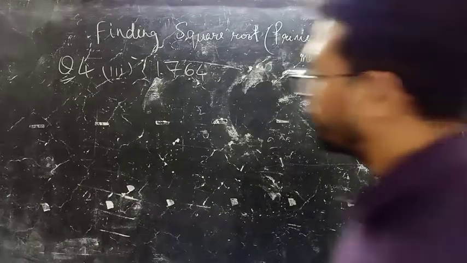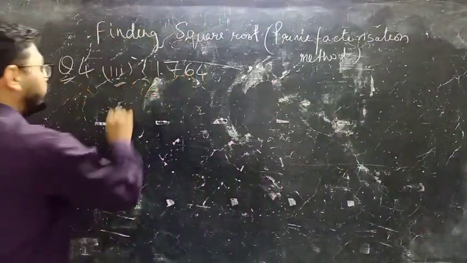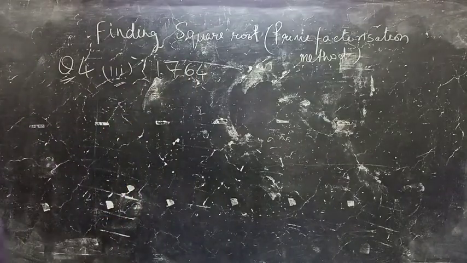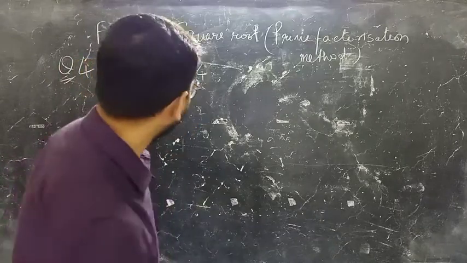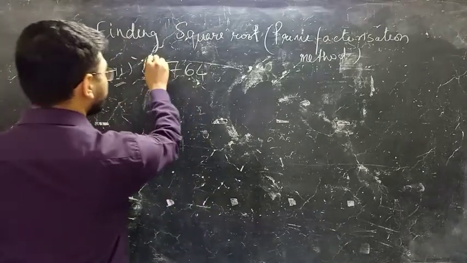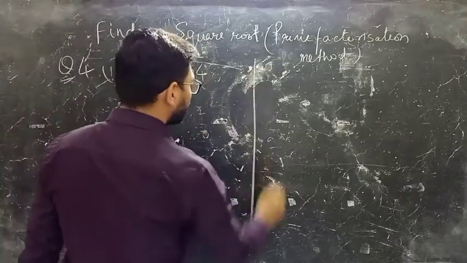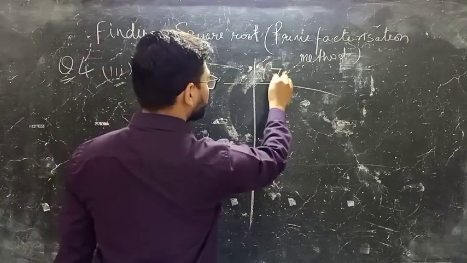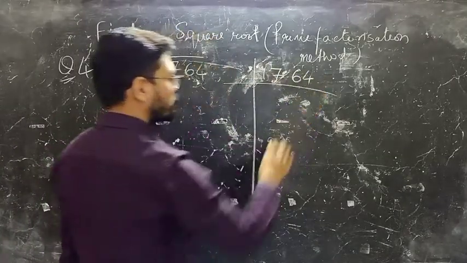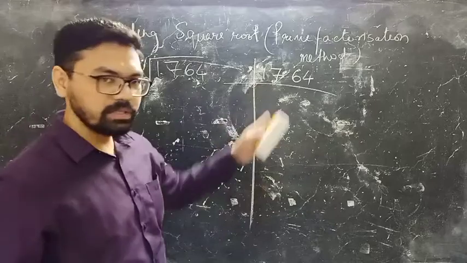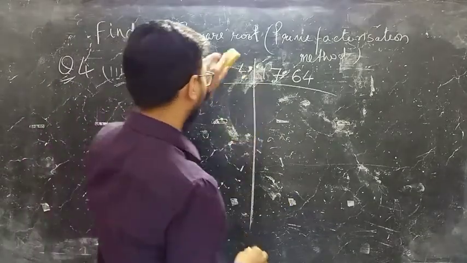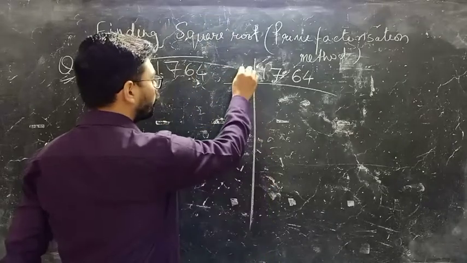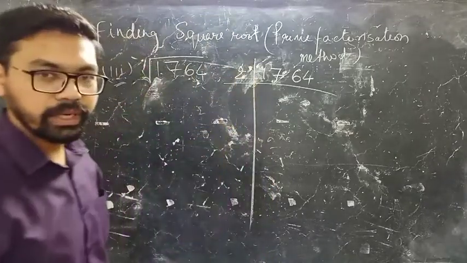Now question number 4 of your exercise, part 3rd. Find the square root of 1764 using prime factorization method. How you will start? 1764. So 17 is much closer to 16, right? So 4. First I will start with 2 because 2 is the smallest prime number, right?